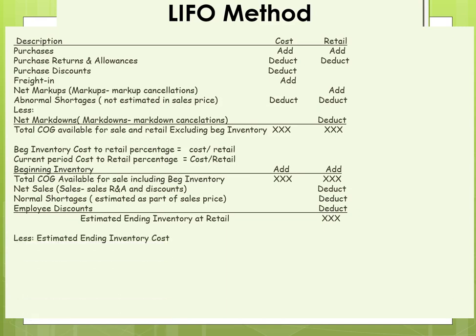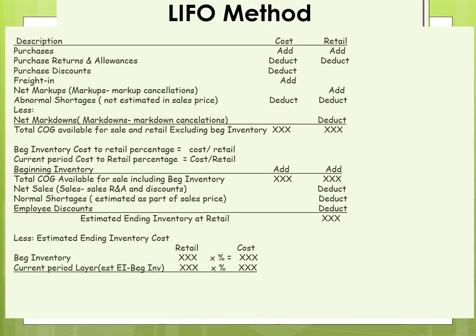And now when we estimate ending inventory, we're going to use the amounts at retail. We're going to take that beginning inventory, convert it to cost, and we're going to do the same thing with the layer, which is always going to be the difference between the ending inventory minus the beginning inventory. And then we're going to come up with a total estimated inventory cost. We're going to subtract that to get estimated cost of goods sold. So that's the formula, and now we'll walk through a problem.